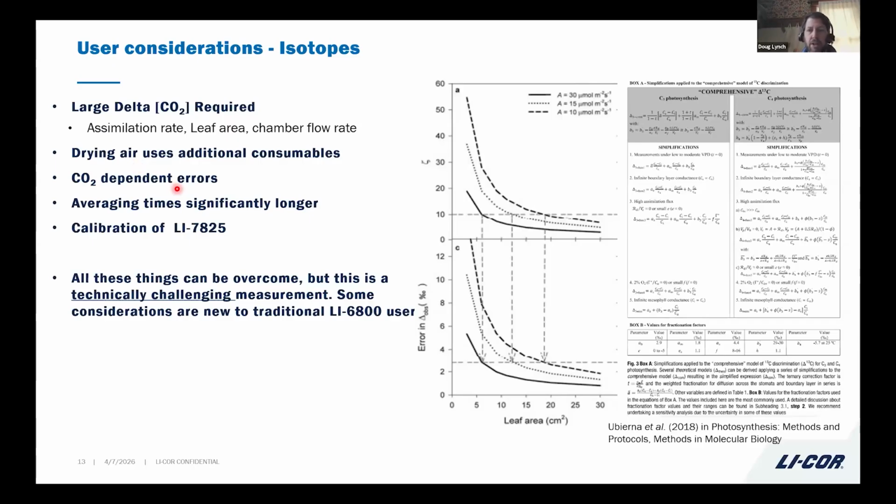As I'll show in the software here, the LI-7825 has some CO2 dependency to it that we are attempting to quantify and remove. And that's a big part of the software package that we're providing. I already harped on this, but averaging times are going to get quite a bit longer, and that's something to keep in mind. And those calibration tanks are useful to make sure your isotope analyzer is responding as expected.